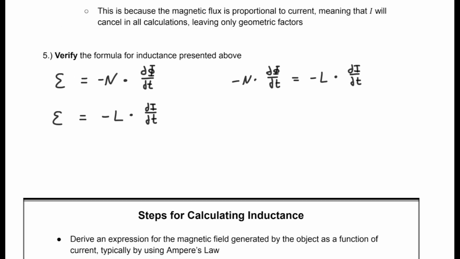If we integrate both sides of this with respect to time, we get the total flux, N times phi, is equal to L times I. And notice we also said this was our flux relationship with momentum. So this derives the fact that the total flux is equal to L times I.